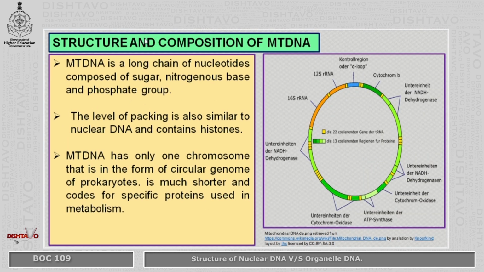What is the structure and composition of mtDNA, that is, mitochondrial DNA? It is a long chain of nucleotides composed of sugar, nitrogenous bases and phosphate group, just like the nuclear DNA. The level of packing is also similar to nuclear DNA, and it also contains histones. mtDNA has only one chromosome, in the form of the circular genome of prokaryotes, and is much shorter and codes for specific proteins used in metabolism. You can see the mitochondrial DNA here and its different regions.